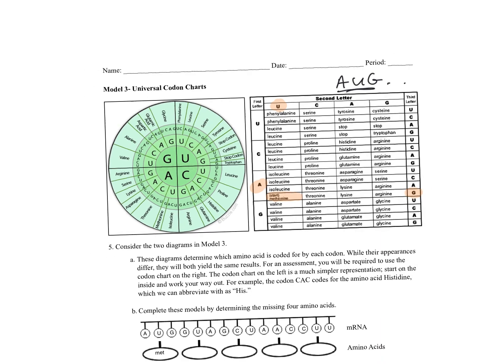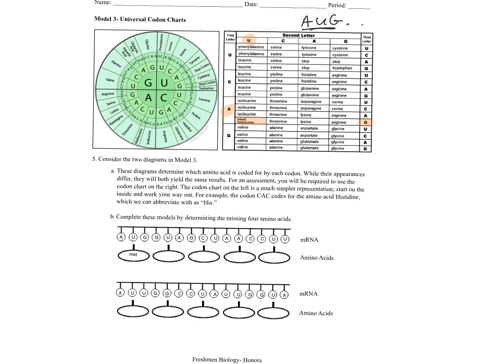And so you have AUG was methionine. The next one, GUA, was what? GUA was VAL, valine. GCU is what? Alanine, ALA. AAC is what? ASP. ASP is fine.